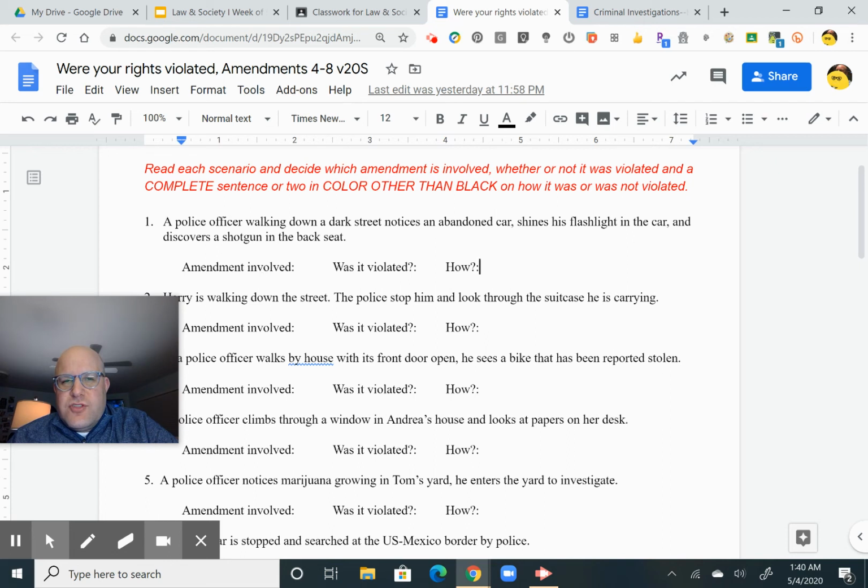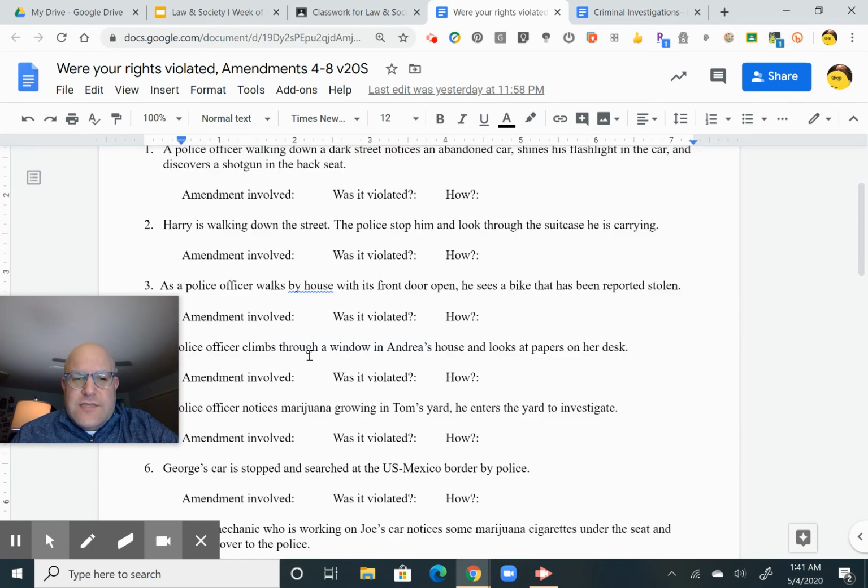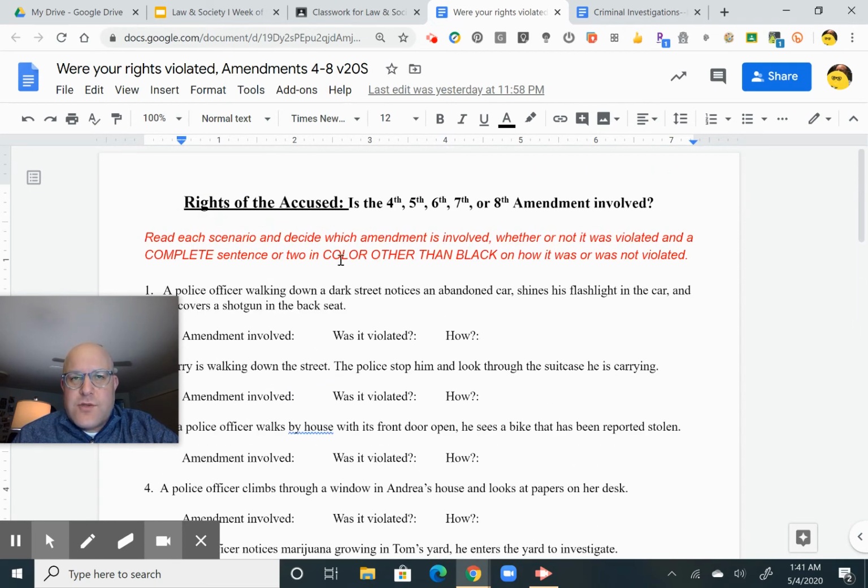It's an abandoned car in the middle of the road. A police officer has the right to look in to see what's going on. If they discover a shotgun in plain view, there is no expectation of privacy, especially if the vehicle's abandoned on a public road. Remember to think about the Fourth Amendment applying when there is an expectation of privacy. So you're going to look at these: what's the amendment about, was it violated, and why or how it was or was not violated.